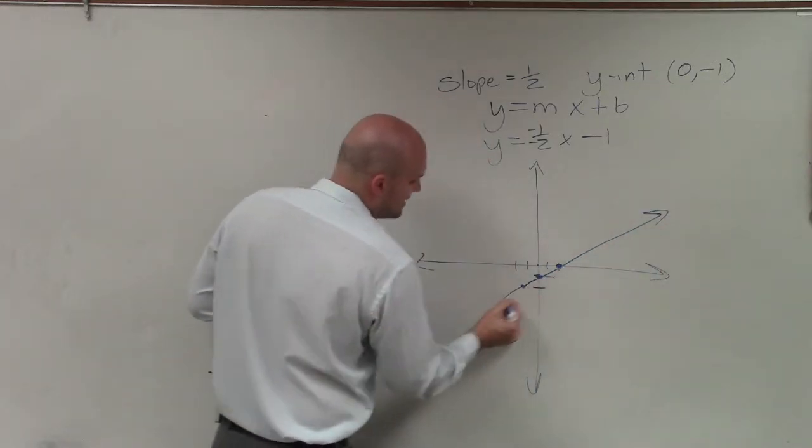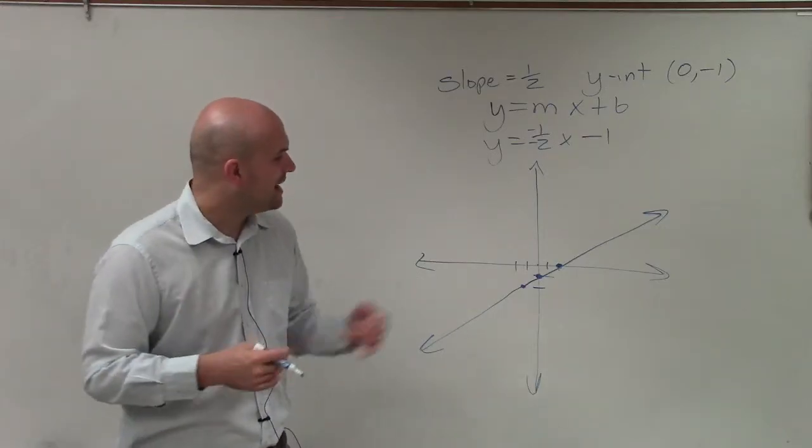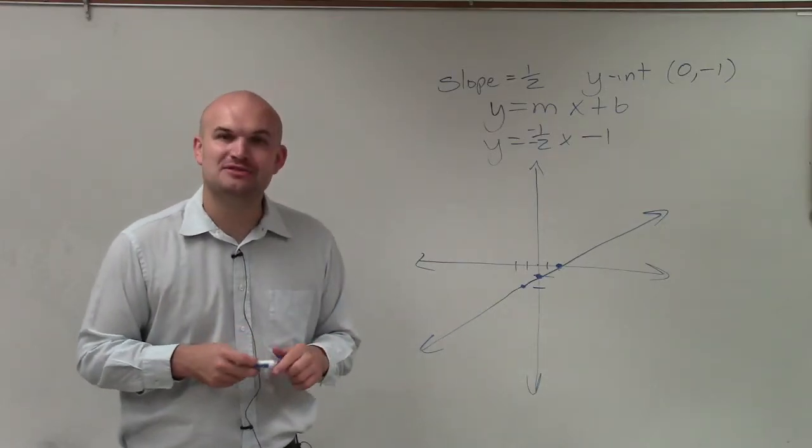Either way, you can see that this graph is going to extend in both directions, and that is how you graph a line using slope-intercept form.